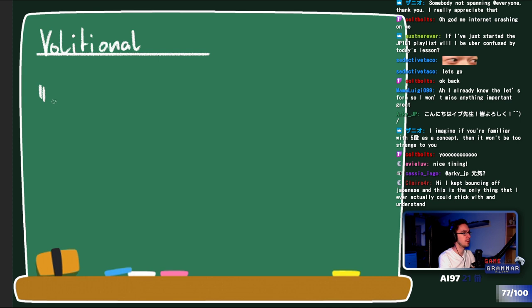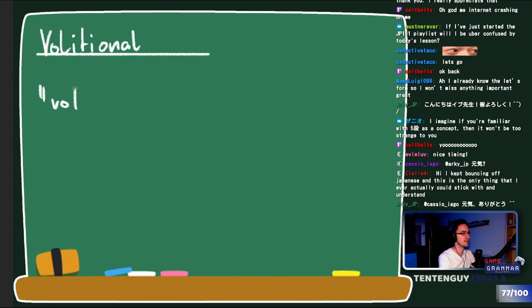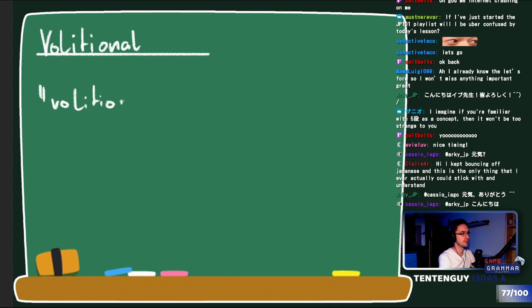First of all, we know a word that is volition, right? A volition is like a wish you have, a will, something that you want. In that regard, a volition is like a will or sort of an incentive, some wish, something that you want to do, essentially. And the volitional is a conjugation for all verbs that basically lets us express just that.